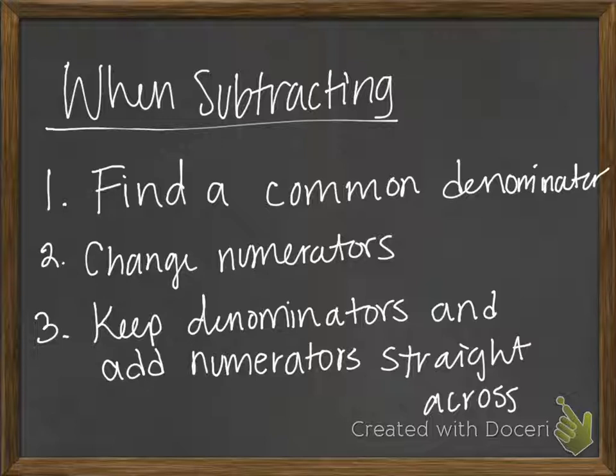They look exactly alike what we wrote down for when we are adding, but this one is when we are subtracting. First, we have to find the common denominator. Second, change the numerators. Third, keep the denominators the same and subtract numerators straight across. So please write that, and then you can move on.